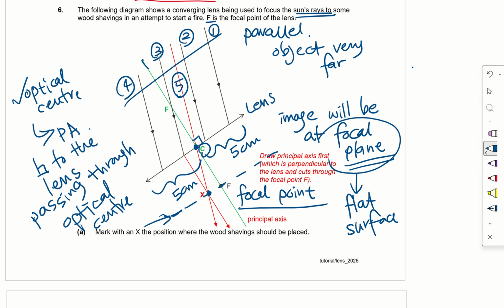But in this question, we are not given the optical center or the principal axis, so we need to find them first. It was described earlier on how to find them. So now that we know our optical center and our focal plane, we draw ray number 5 to pass through the optical center, and where it cuts the focal plane will be where all the light rays will converge. So let me just fill in for number 4. Number 2 will also come in here. Number 1 will also come in here. So they will converge at this point X here.